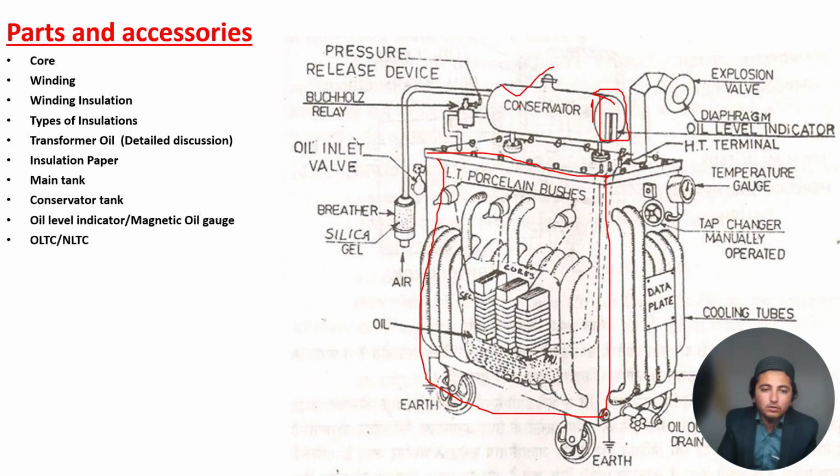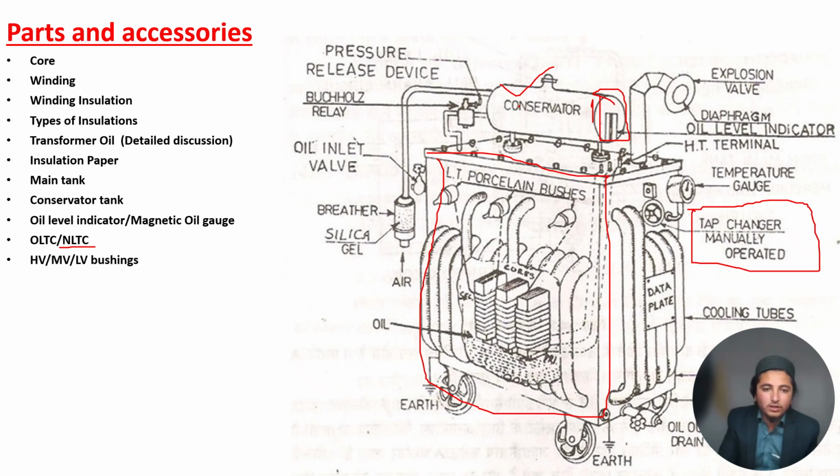The next one is OLTC and NLTC. OLTC means on-load tap changer, and NLTC means no-load tap changer. This transformer is basically a no-load tap changer because it is not automated. So this is a tap changer but manually operated. If we operate this steering, the tap of the transformer changes. This is an on-load and no-load tap changer.